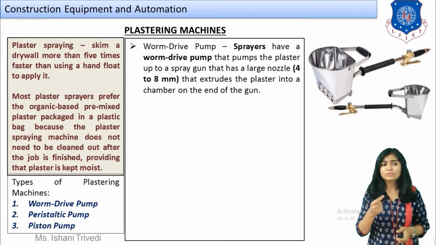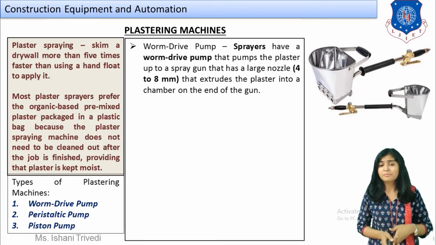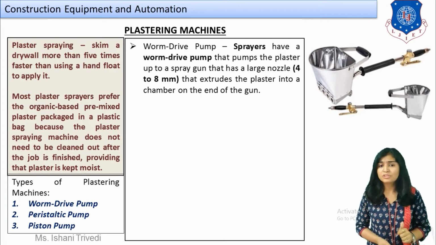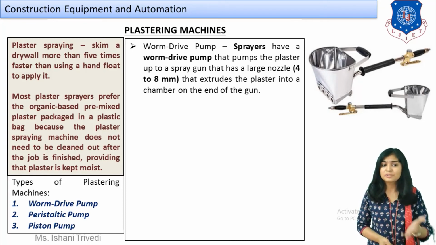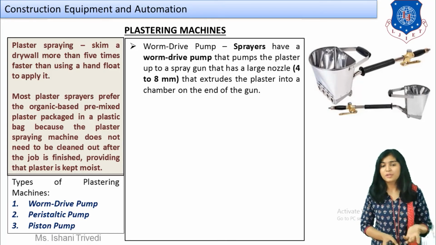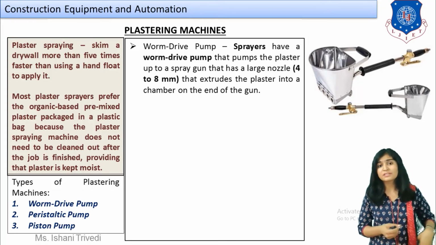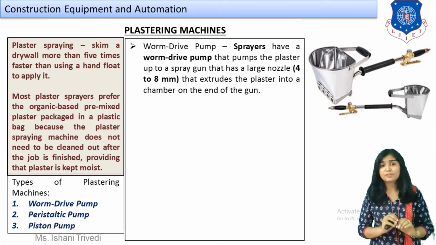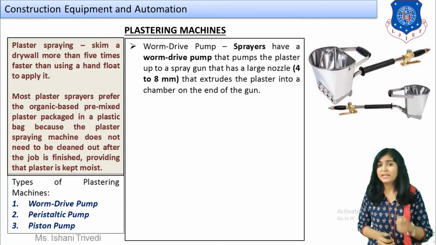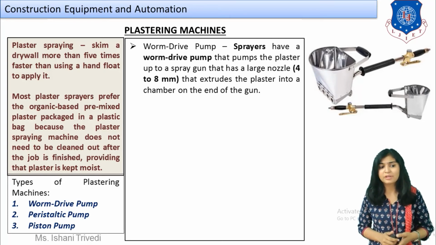It is used to skim a dry wall, meaning you are going to finish a dry wall more than 5 times faster than using a hand float to apply it. It is an obvious thing that the finishing work of the walls covers a large area, and with the help of hand it takes a lot of time. So if you use the sprayers, the plastering machines, then the work will be done very fast, 5 times faster than the normal hand plastering work.